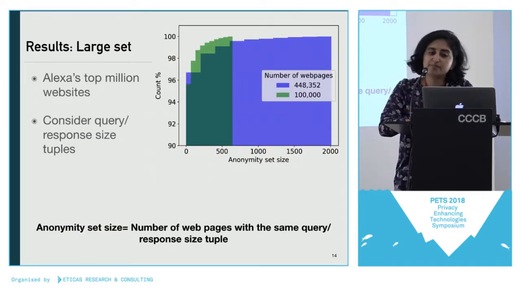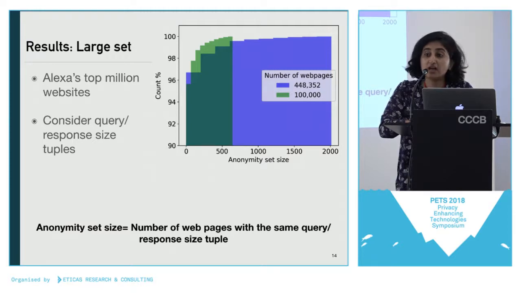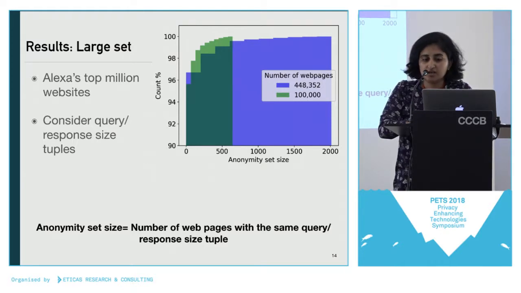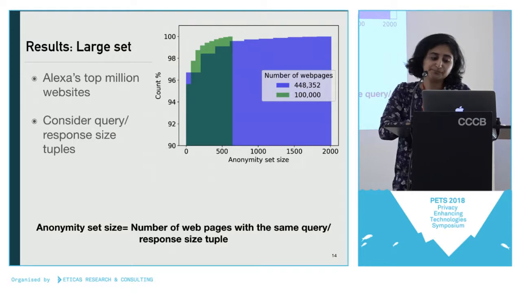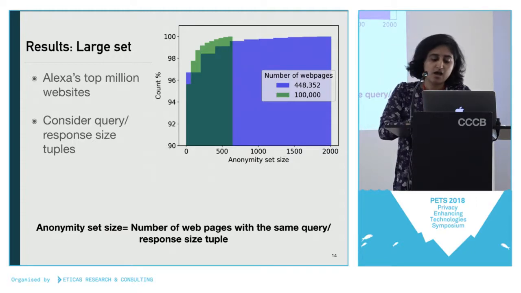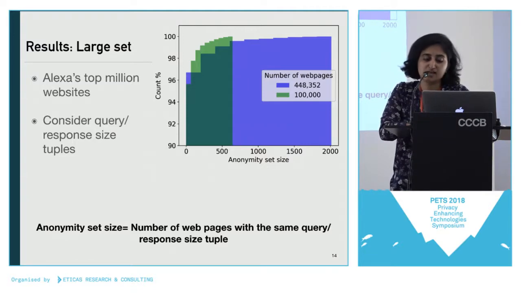For our first set of experiments, we wanted to gather traces associated with querying a large set of web pages. So we looked at Alexa's top million web page list. Since these experiments are still running, here I'm going to show the results for about 450,000 pages that we have at the moment. We are considering the packet size information for our analysis, and we look at the anonymity set size. Here I define anonymity set size as the number of web pages with the same query and response size tuples. So we look at the count for each anonymity set size value.